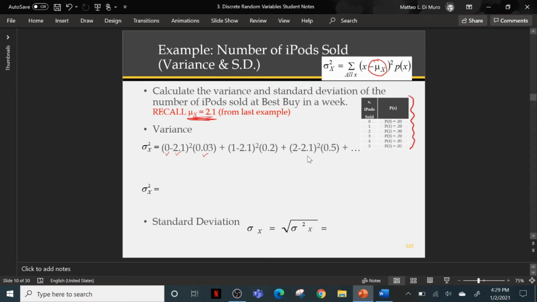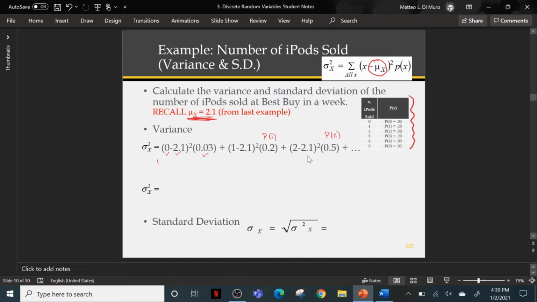Let's see if you can get the next one. So I'm now doing x is 1. So I plug in 1, subtract the mean, 2.1. I'm going to square the whole thing, so put brackets around it. And then times the associated probability. So this is P of 1, right? If you look at the table, there it is, 0.2. Okay? So on and so forth. So if you look at x equals 2, I go 2 minus 2.1, square that whole thing, and then the associated probability of 2 iPods sold is 0.5, so it's just multiplied right there. Then I did the good old plus, and you go on. So I will actually write it out.